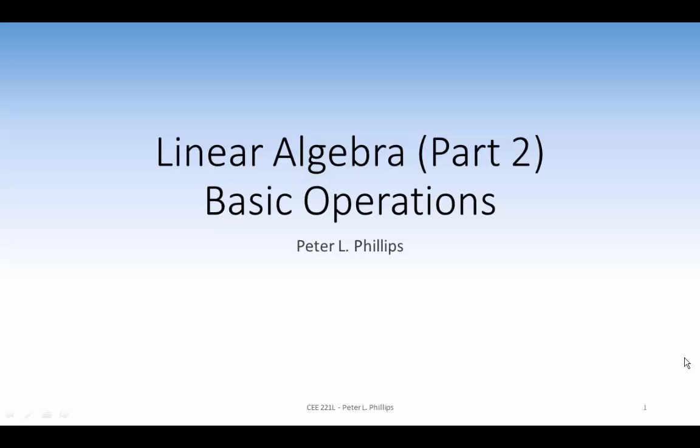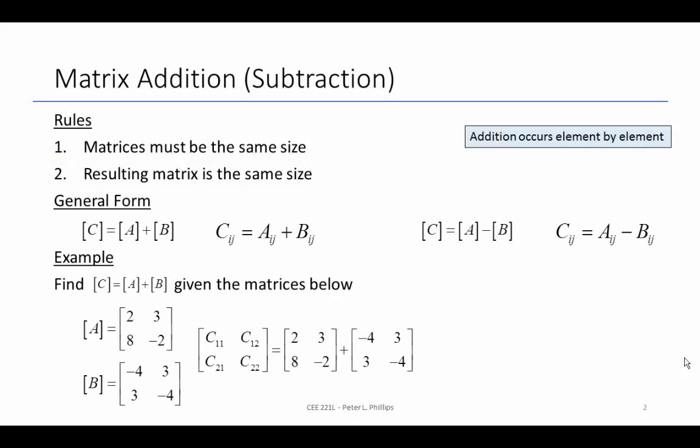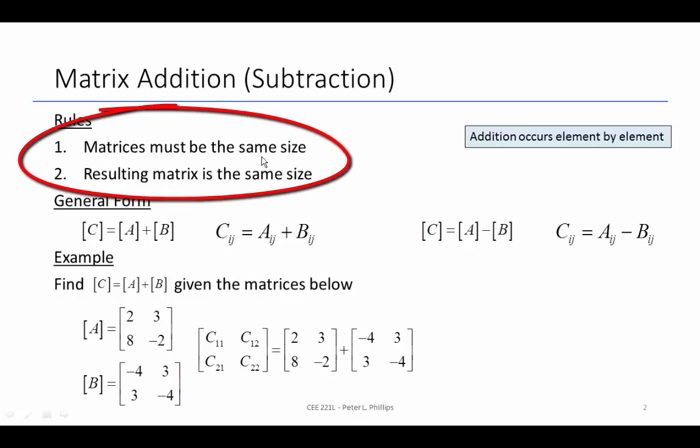Next, in our discussions on linear algebra, I want to talk about basic mathematical operations using matrices. So matrix addition is fairly straightforward. It occurs element by element, same with subtraction. So there are two rules. The matrices must be the same size, and remember the size is given by the number of rows by the number of columns. And the resulting matrix is going to be the same size as the two matrices added together.